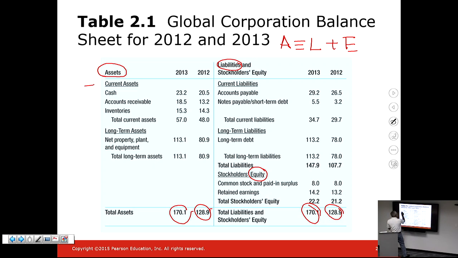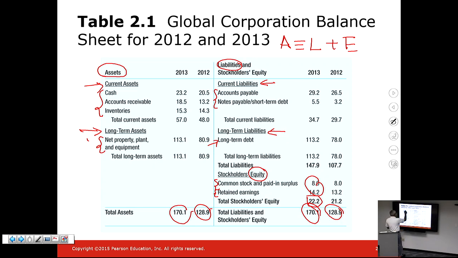Assets are divided into two broad classes, current assets and long-term assets. Under current assets, we have these three major items: cash, accounts receivable, and inventory. And under long-term assets, the main item over here is fixed assets, net property, plant, and equipment. On the right-hand side, under liability, we have two types of liability. Current liability, mainly made up of accounts payable and notes payable, and then long-term debt, which is long-term liability. And under equity, we have common stock and paid-in surplus, and we have retained earnings. So these two together make up our equity.